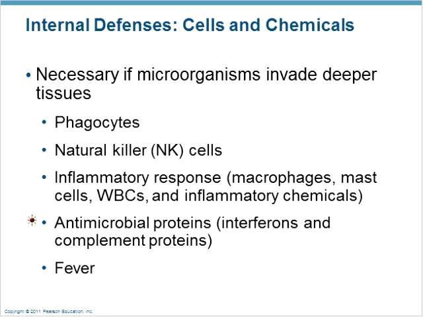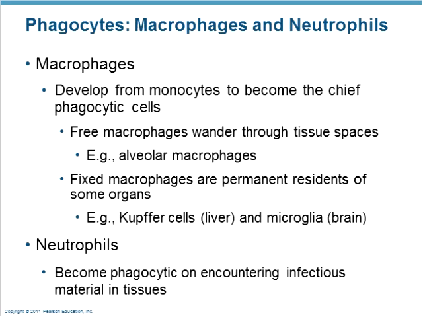And then we have antimicrobial proteins like interferons and complement proteins, which work the same on any bacteria or virus. They're very general. And of course, we said fever before, and so that's the second time we've said that. We're talking about phagocytes. We're really talking about macrophages and neutrophils. Macrophages develop from monocytes, a type of white blood cell, to become the chief phagocytic cell.